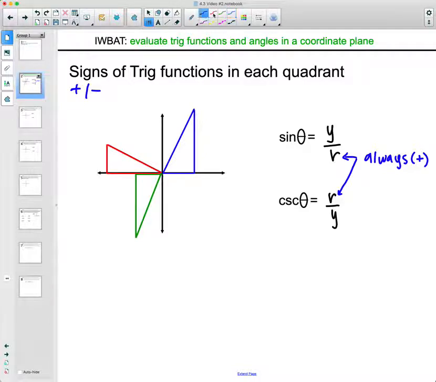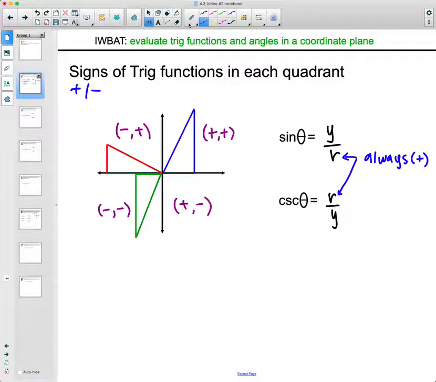We know from our understanding of ordered pairs that in the first quadrant, the x coordinate is positive and the y coordinate is positive. In the second quadrant, x is negative and y is positive. Third, x is negative and y is negative. And fourth, x is positive and y is negative.